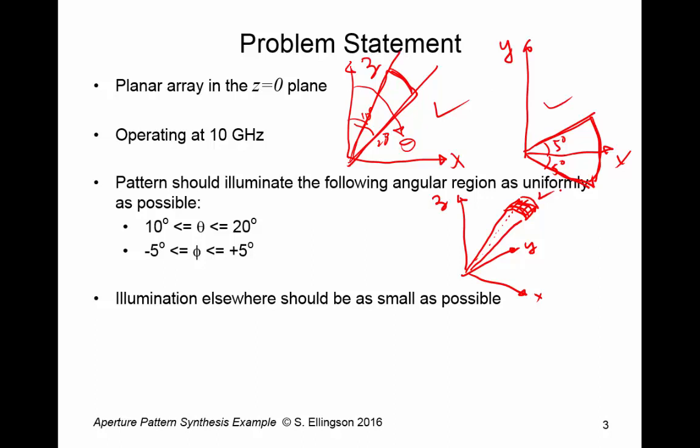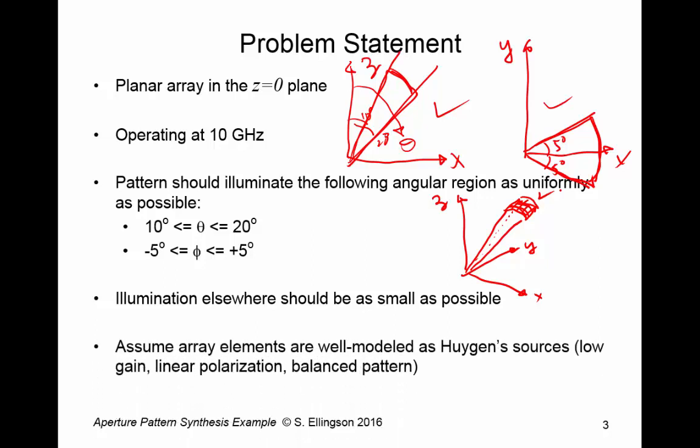identified. But we know that when we actually work the problem, we're not going to be able to accomplish that, at least with a finite size aperture. We already know this from Fourier transform theory. And then we'll assume array elements are well modeled as Huygens sources. I explained the Huygens source concept at some length in the previous lecture. But in general, this is going to be appropriate if we're talking about elements having low gain, linear polarization, balanced pattern, and so on. So you can refer to the previous lecture for more details about what all that entails.